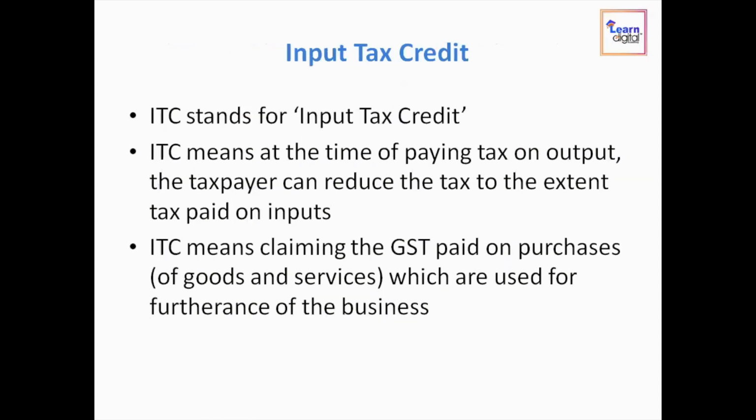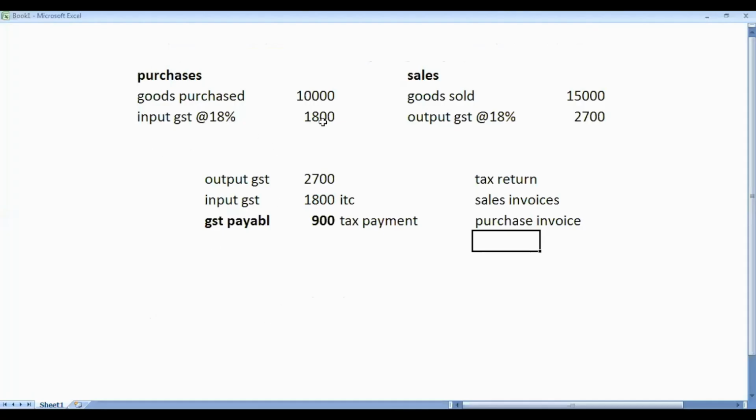The next part is input tax credit. In our example, we purchased goods of 10,000 and paid input GST of 1,800. We sold goods of 15,000 and collected GST, that is output GST, of 2,700. So out of this output GST, we need to deduct the GST which was paid while purchasing. This input GST is known as the ITC.